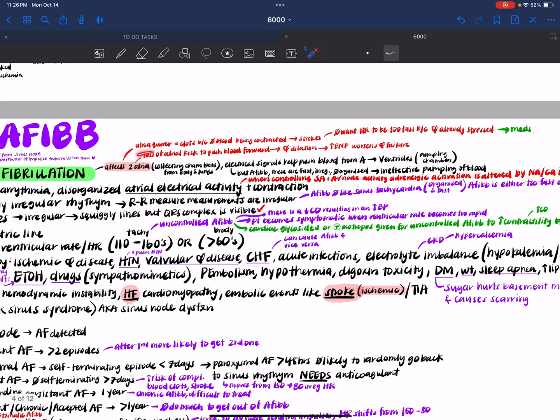You get atria quiver, clots because blood is not being contracted forward, so there's no atrial kick. You get strokes, high risk of strokes. You don't want the heart rate to be too fast because the heart is already stressed, so you need meds like metoprolol. Loss of atrial kick to push blood forward. If the heart's dilated, you'll see that the BNP increases, which worsens heart failure.